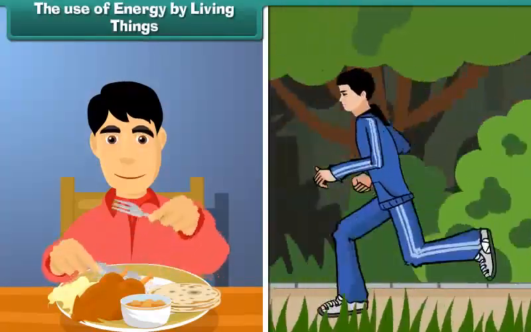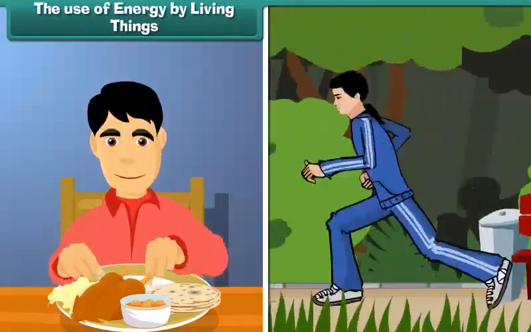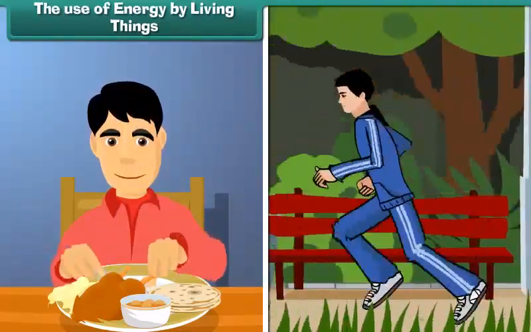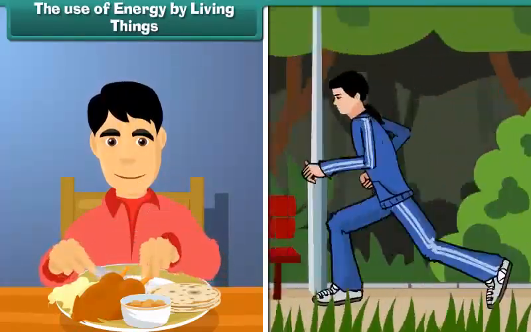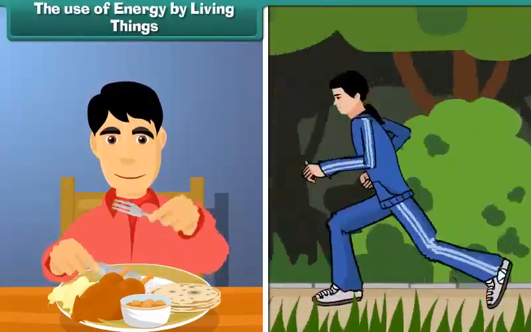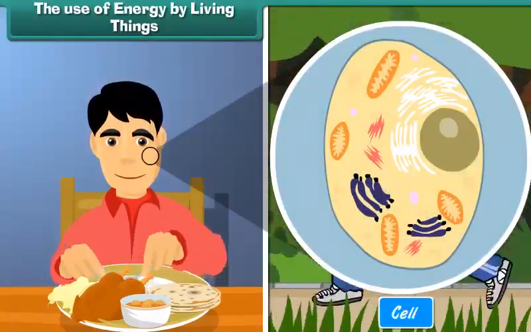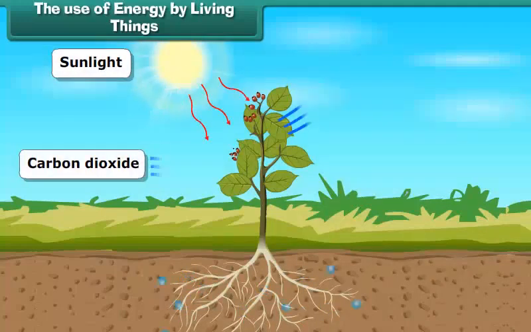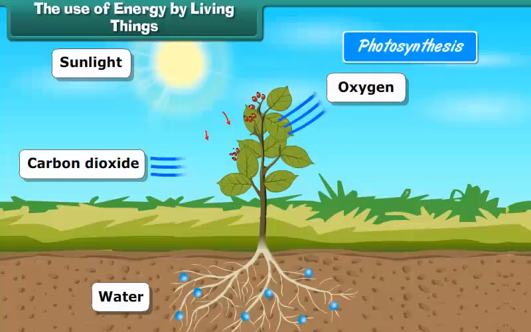The use of energy by living things. A living being constantly requires energy not only to perform various activities of the body, but also to overcome entropy, the degree of disorder in a system or tendency to randomness. The source of energy is food. It is required by every cell of the body. Food is prepared by plants by the process of photosynthesis. Plants require sunlight, carbon dioxide, water and chlorophyll for the process of photosynthesis.